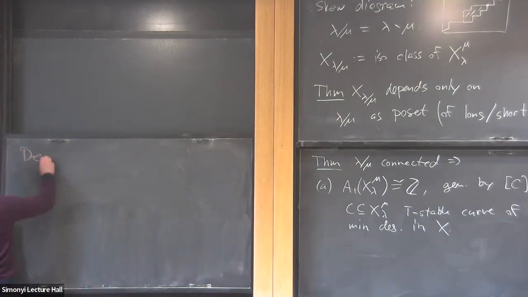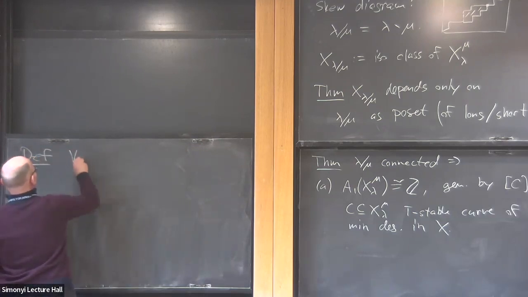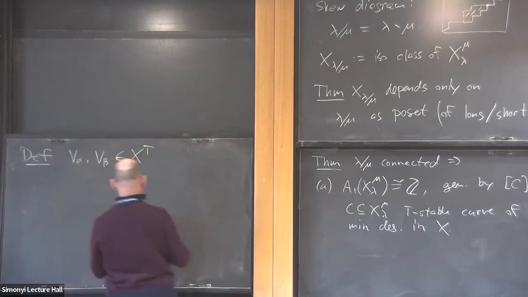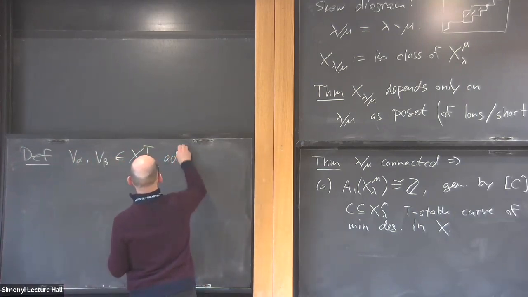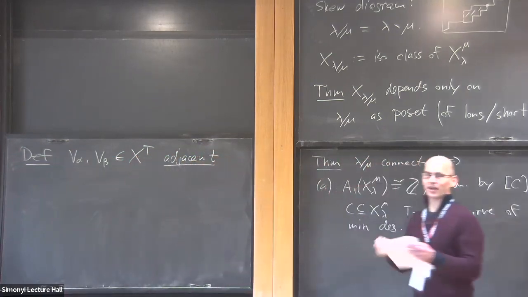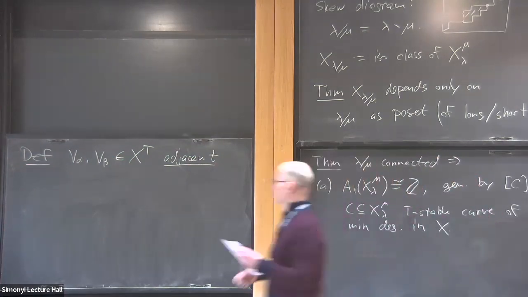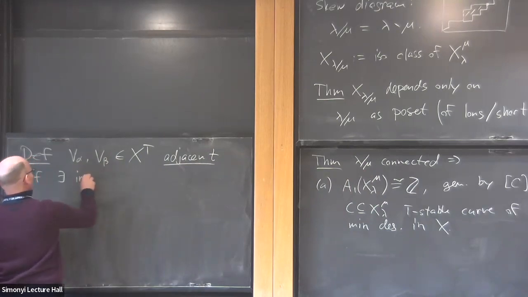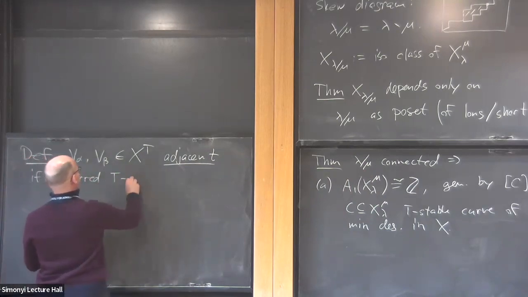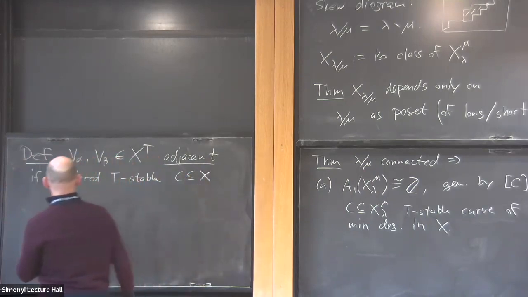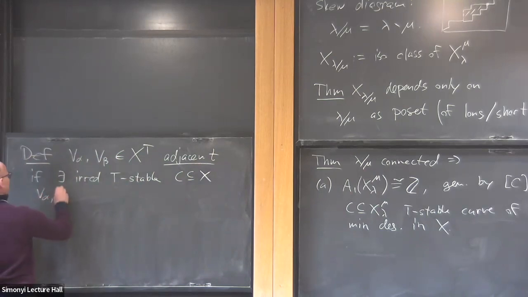So let's make the definition. If we have two fixed points, then we will say that they are adjacent if there is a T-stable curve through them. So if there exists an irreducible T-stable curve C that contains them, the alpha and the beta should be in this curve.